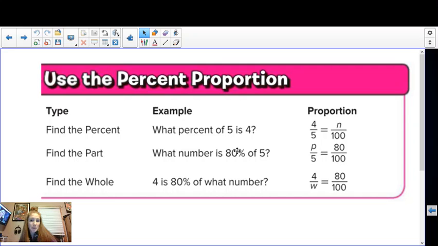If you're finding the part, or what number is 80% of 5, you're looking for the piece out of 5 is equal to the 80% out of the total of 100%. Or if we're finding the whole, 4 is 80% of what number, it would be 4 over W, or whatever letter you want to use. I usually use question marks. Variables get difficult sometimes, so I don't always choose to use them.